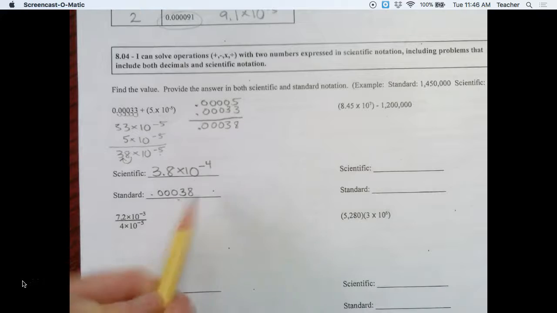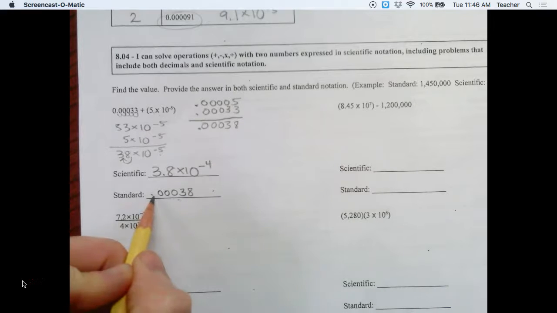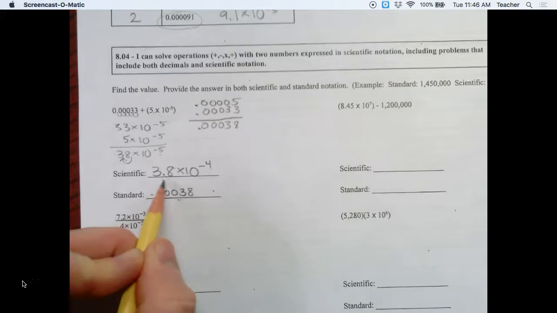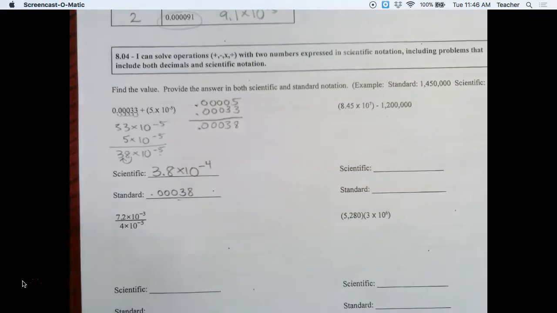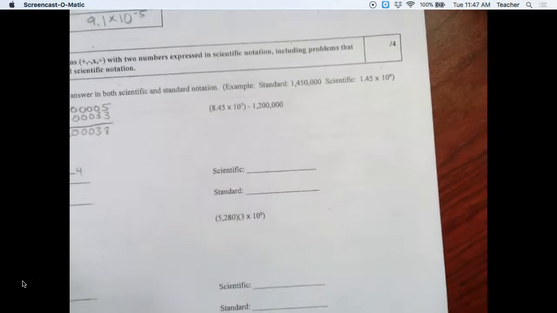And then from there, I would just need to turn it into scientific notation. So 1, 2, 3, 4, 3.8 times 10 to the negative 4. So any of these problems, you can either turn it into standard notation and add or subtract or perform whatever operation, and then convert it to scientific. Or you could convert both numbers into scientific notation, perform the operation, and then write in the two ways. So let's look at this next one.